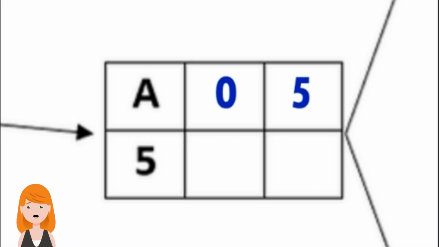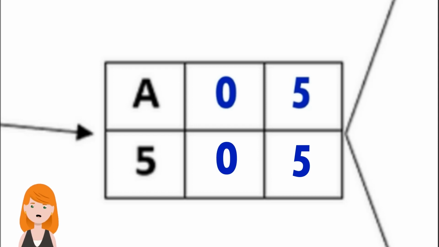Activity A has two successors, B and C. The minimum of their latest start times is 5, and its latest start will be 0. The backward pass is now complete.